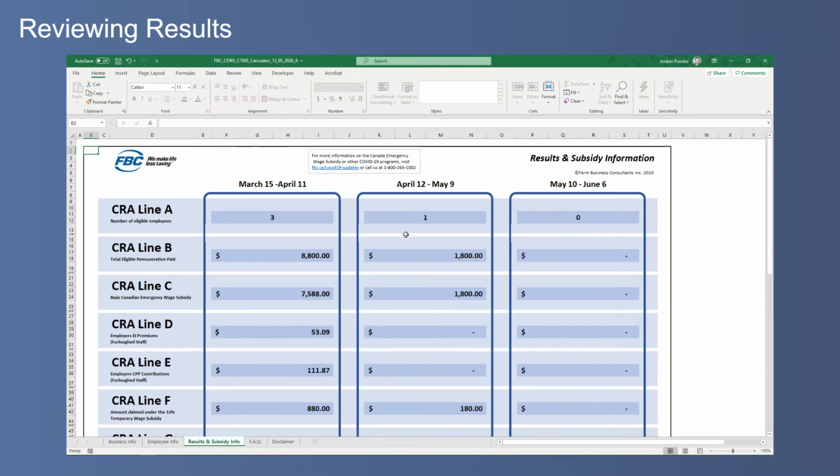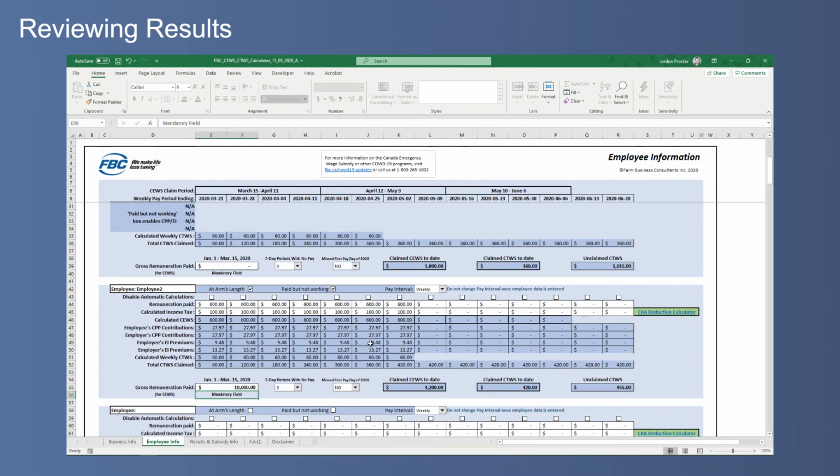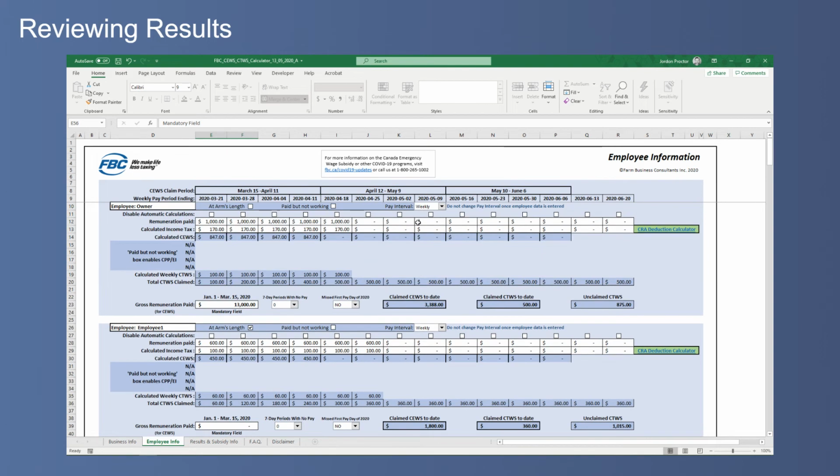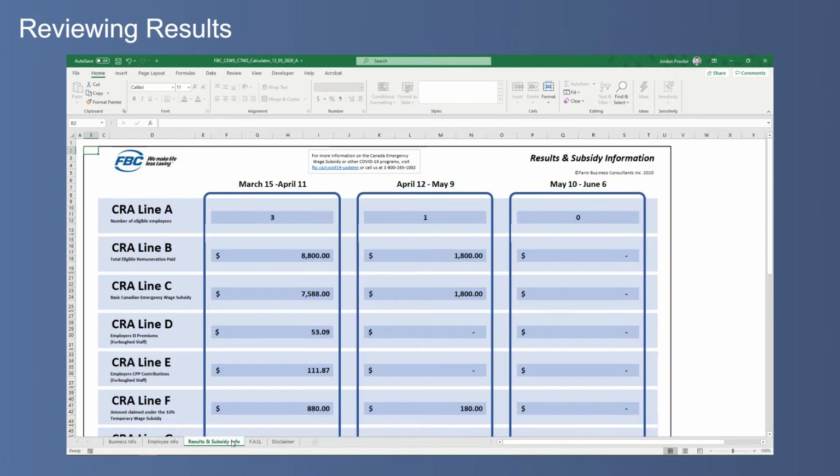If we look at April 12th to May 9th, that period is incomplete. So we're seeing that only one employee qualified. Hopping back to the employee info page, we know that employee number 2 worked 3 of those periods in that section of claim period. So they qualified, but we noticed that in our other examples, these employees did not. So we have 2 employees that didn't qualify and 1 that did.